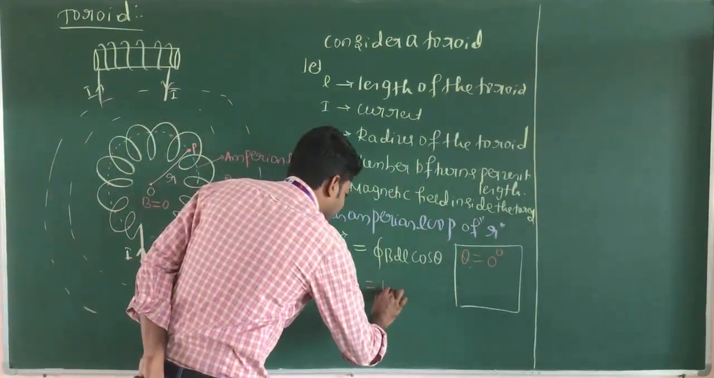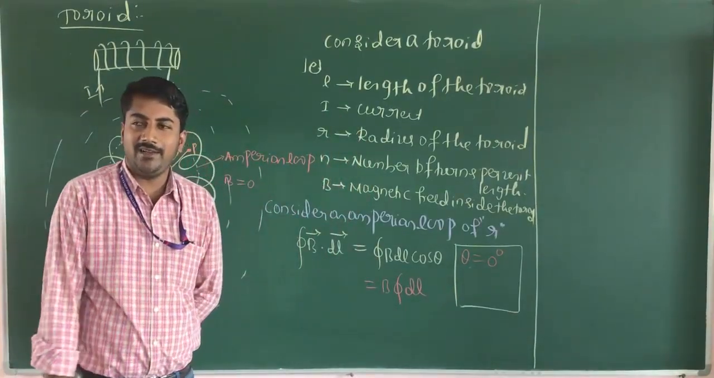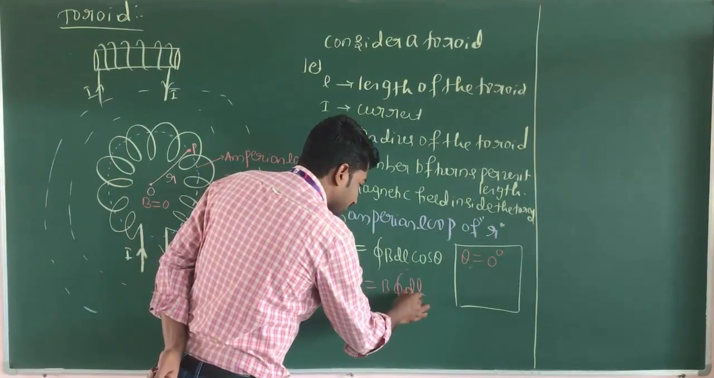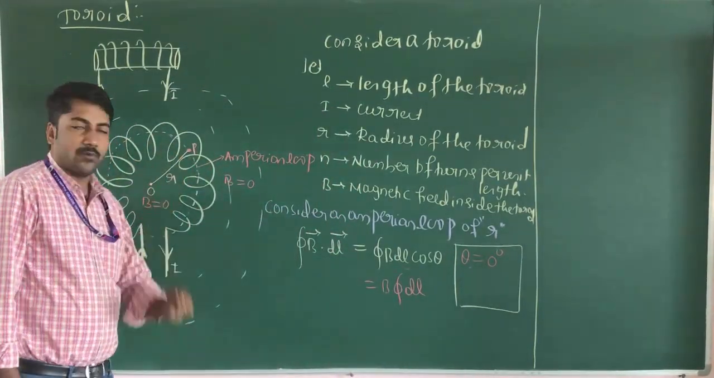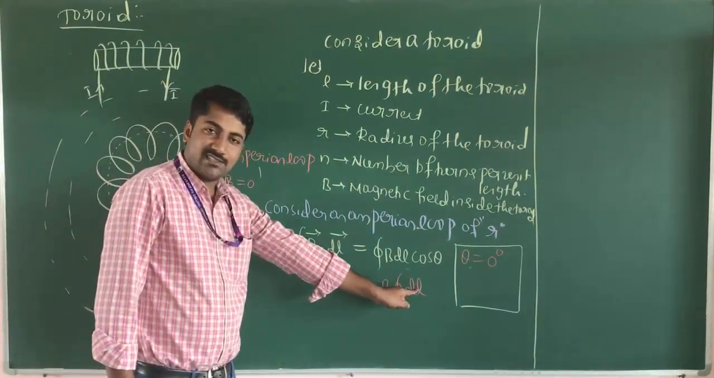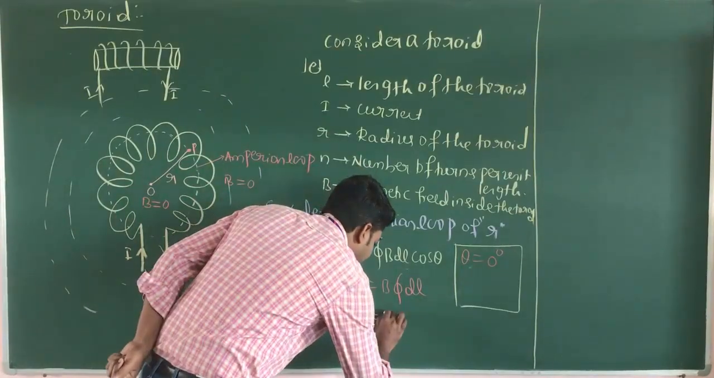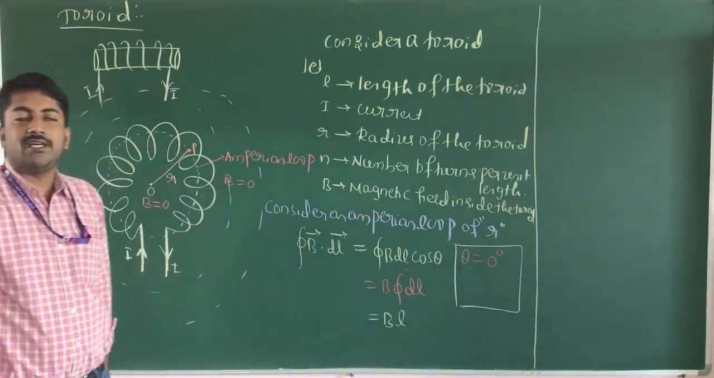We get B into the line integral of dl. The line integral of dl is the integration of the length of this Amperian loop. The integration of dx is x, the integration of dl is L. Then I write the magnetic field into L, where L is the length of the toroid.